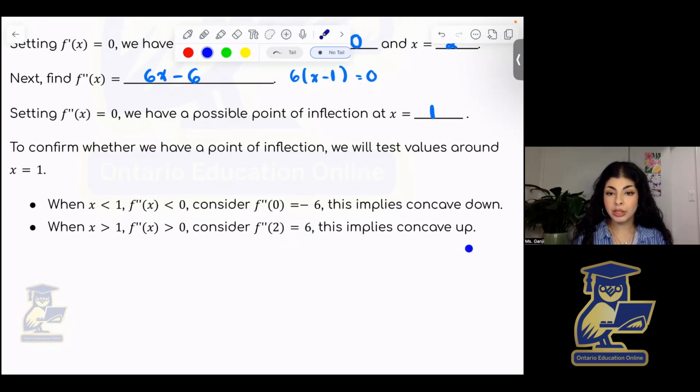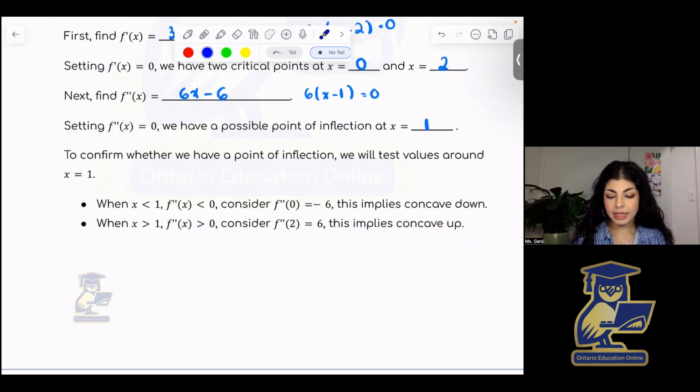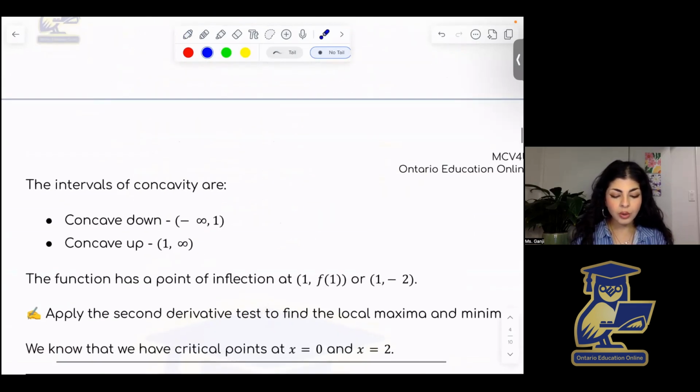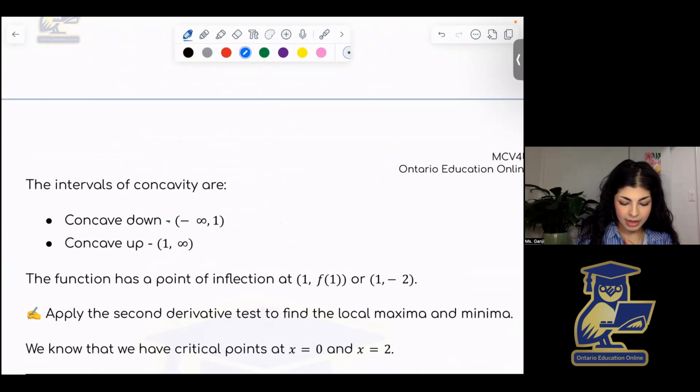So we do have a change in concavity, so now I can conclude that x is 1 is a point of inflection. And furthermore, we can also state the intervals of concavity. So concave down would be, this is just a dash, not a negative, but this is the interval.